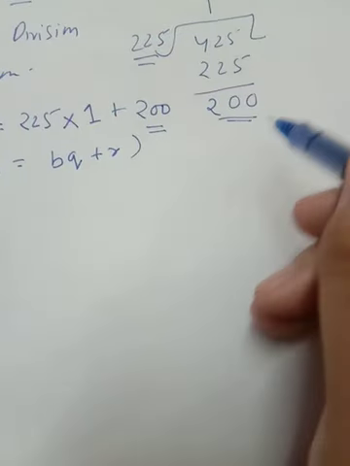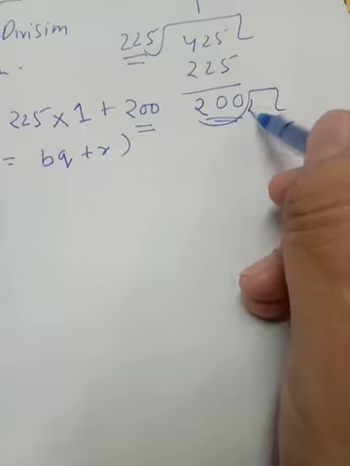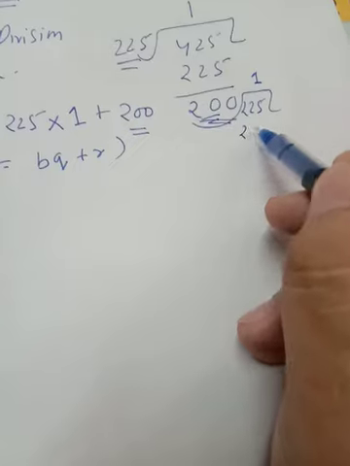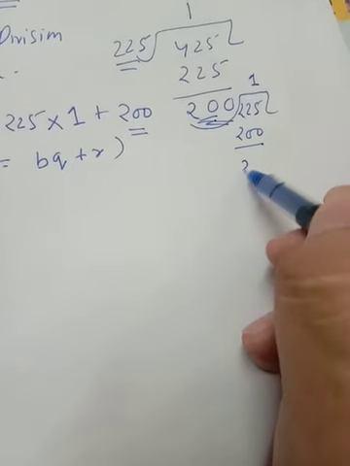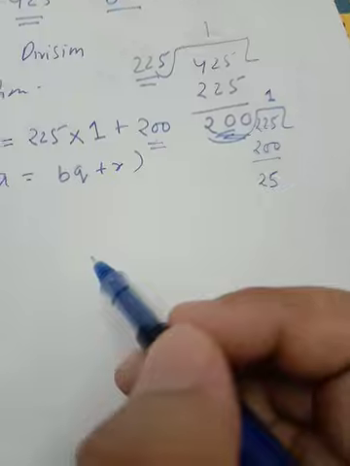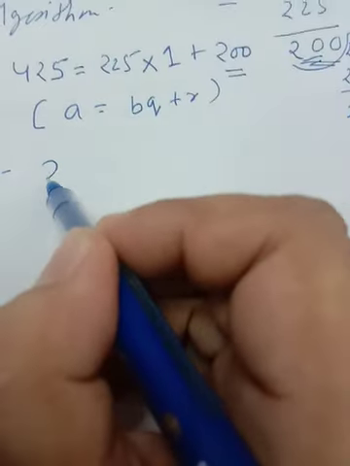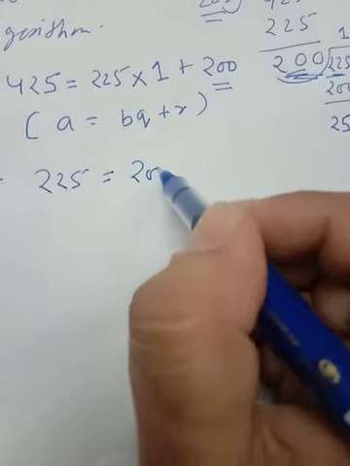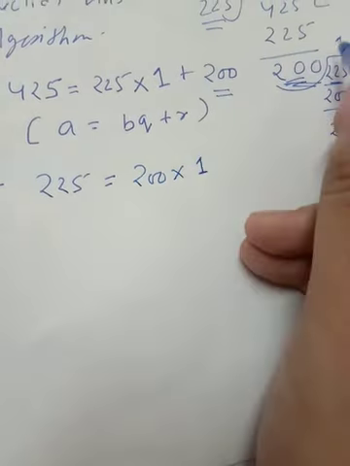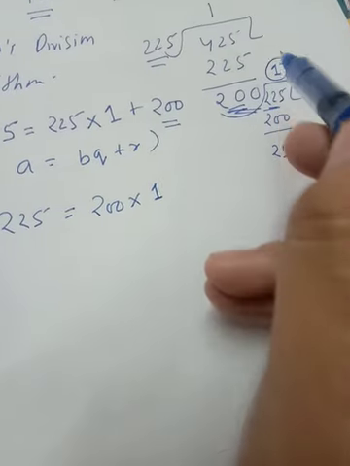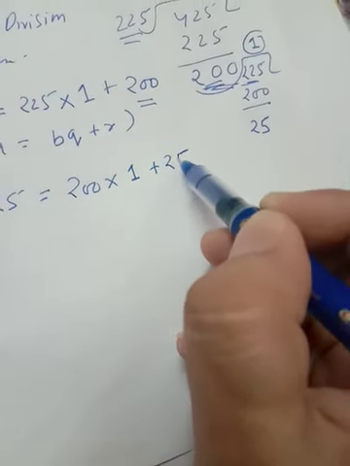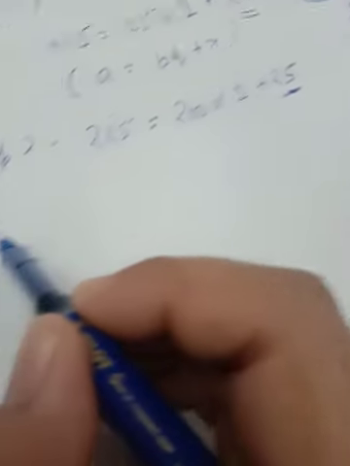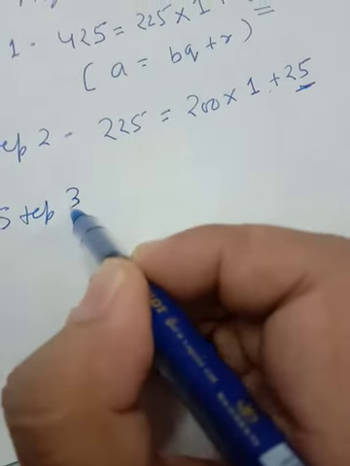Now we divide 225 by 200. 200 times 1 is 200, and you will get a remainder of 25. So in step 2, you write 225 as 200 into 1, that is the quotient, plus 25, that is the remainder. Again the remainder is not 0, so we have to go to the next step, step number 3.